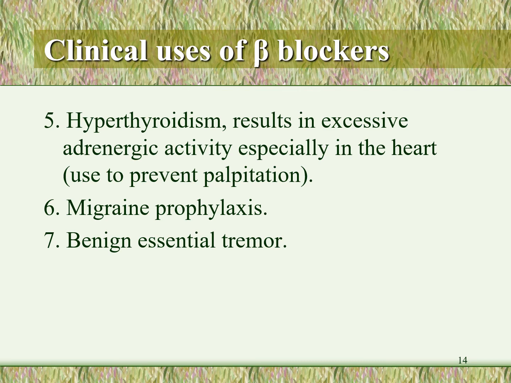So you will find that one of the side effects of salbutamol, even though salbutamol is a selective beta 2 agonist, but as I mentioned, there is no absolute selectivity. Salbutamol also can result in tremor as a side effect due to the action of salbutamol on the other beta receptors. So the beta blockers, especially the non-selective beta blockers, can prevent this benign essential tremor.